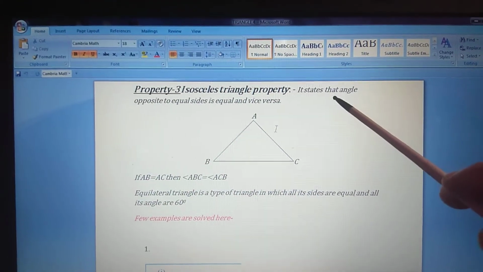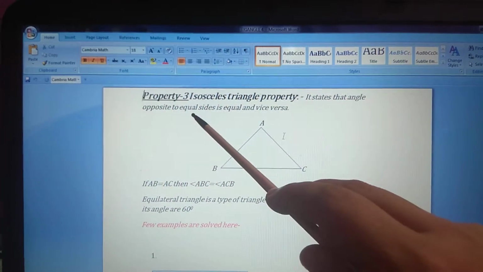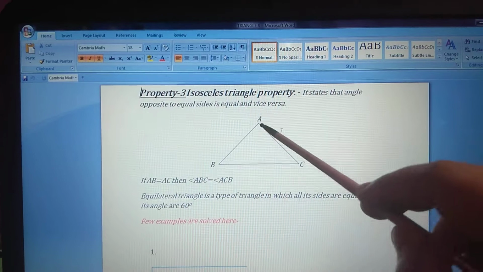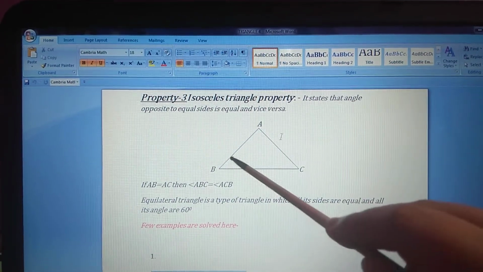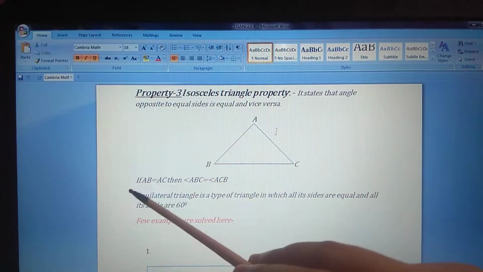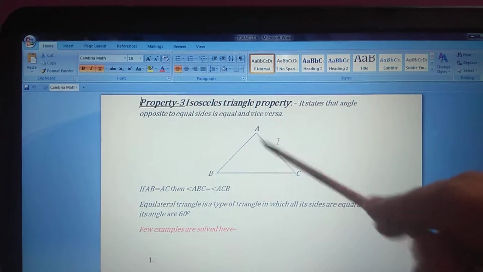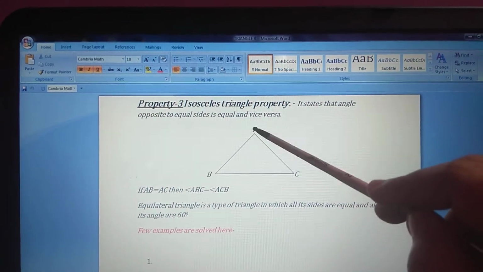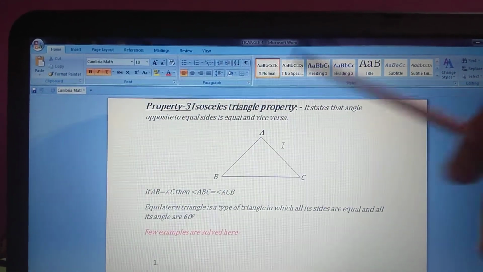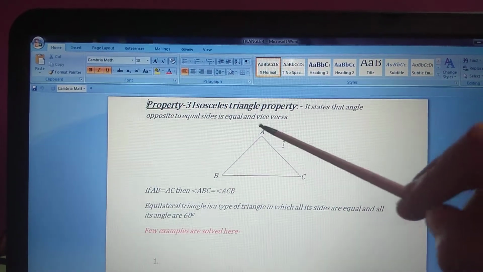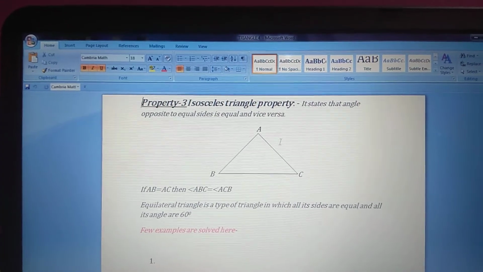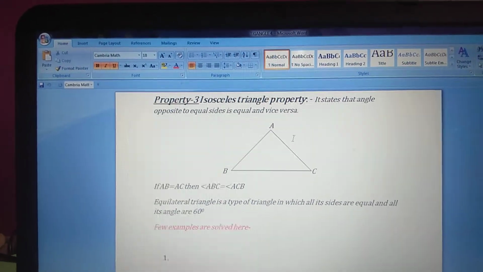It states that the angle opposite to equal side is equal and vice versa. If two sides are equal, then two angles opposite to these sides are equal. So you can see if AB and AC are equal, then angle ABC and angle ACB are equal. Conversely, if angle ABC and angle ACB are equal, then these two sides must be equal. This is called isosceles triangle property.